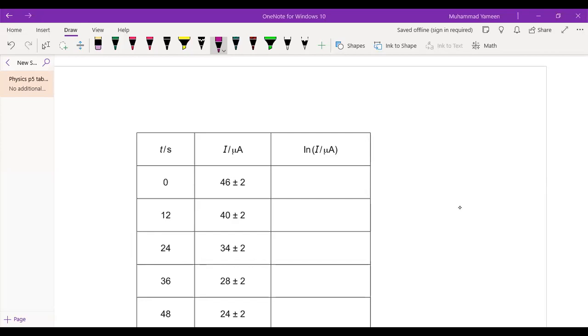Hello students, in this video I will complete physics P5 paper 2 table. So you will see how to calculate absolute errors and how to take care of significant figures. I will complete three past paper tables. So if you have any problem in these questions, then it's the right video for you.